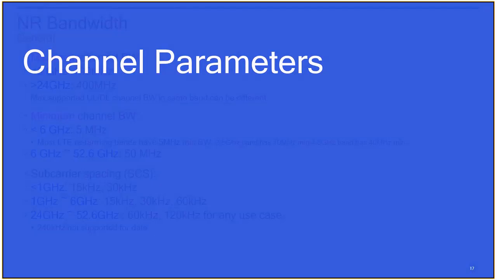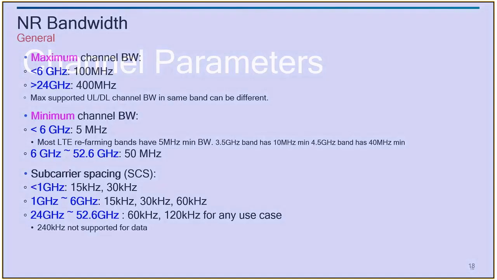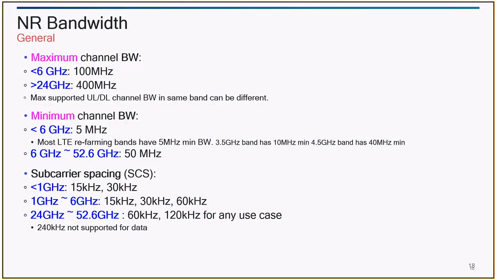not beyond that layer, just to talk about bandwidth, channel rasters, and the different configurations between FR1 and FR2. So as I was saying, the maximum channel bandwidth that is supported in less than 6 gigahertz is 100 megahertz, greater than 24 gigahertz, it is 400 megahertz. The minimum is 5 megahertz in less than 6 gigahertz, and once you go to 6 gigahertz all the way up to millimeter wave, it's 50 megahertz.